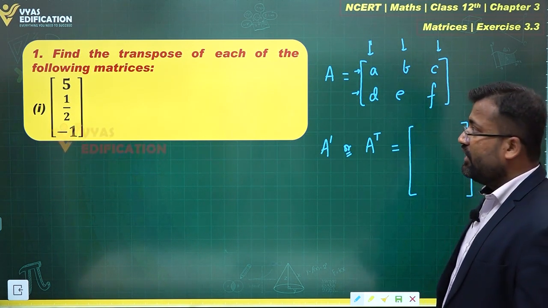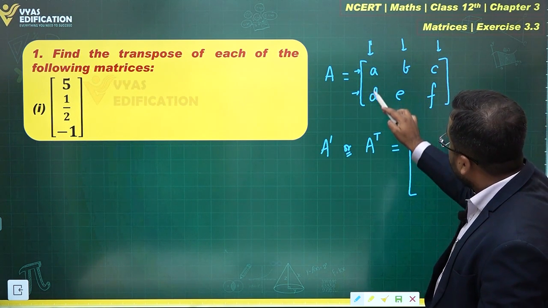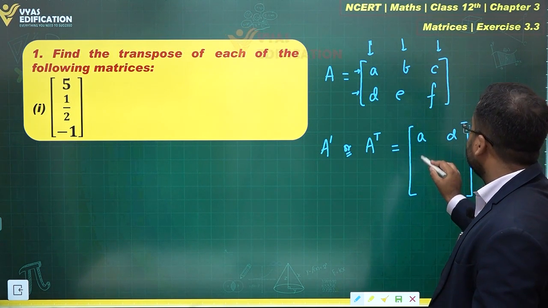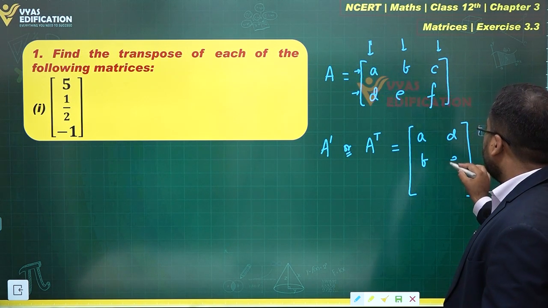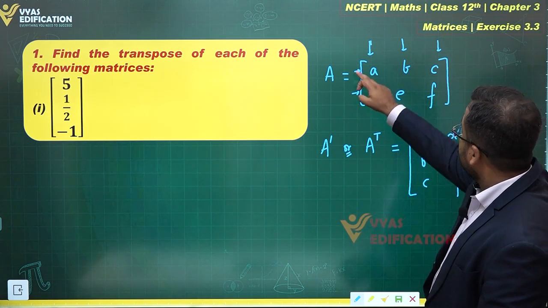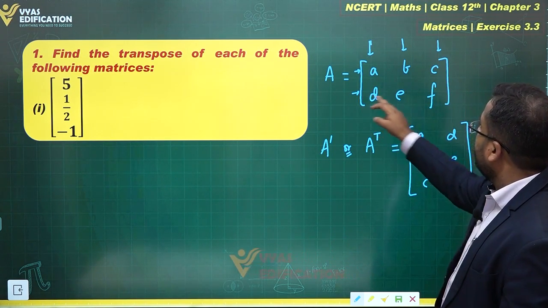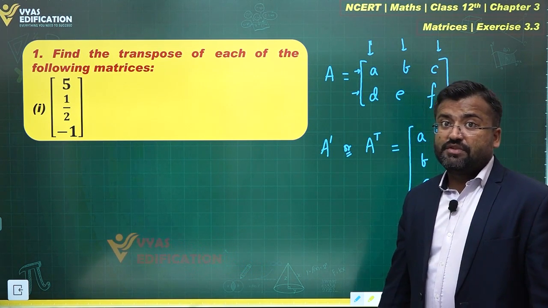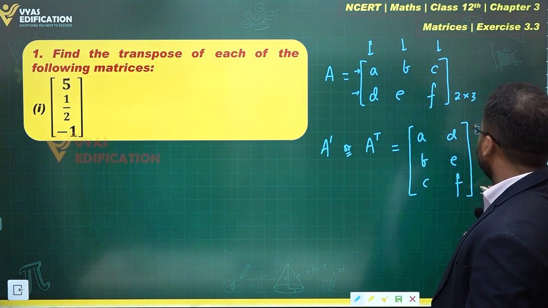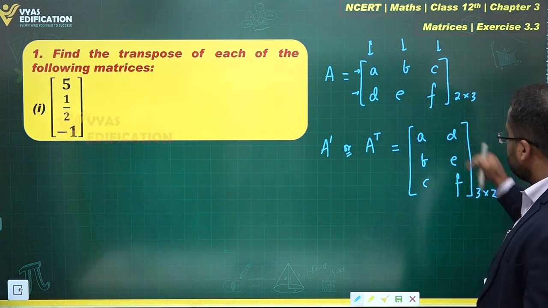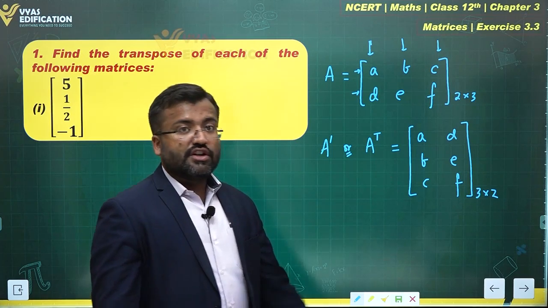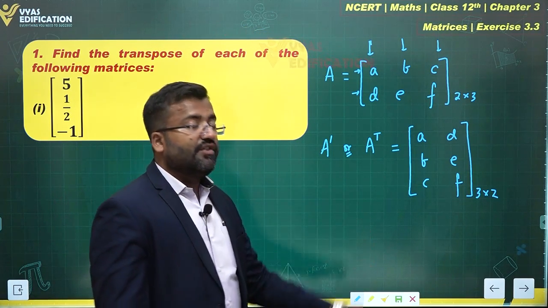which is obtained by interchanging the rows and columns, right? The first column becomes the first row. This A, D becomes the first row over here. The second column becomes the second row. The third column becomes the third row, and correspondingly the first row has become the first column, the second row has become the second column, as you can clearly observe over here. The order also changes. This was a 2 by 3 matrix, this is a 3 by 2 matrix. The number of rows and number of columns get interchanged, and yes, that is how we get the transpose of any matrix.